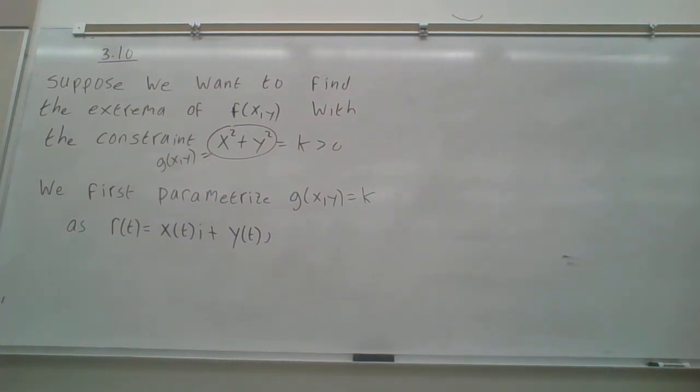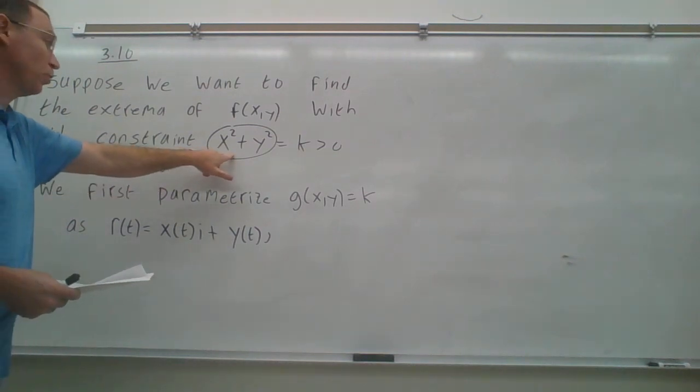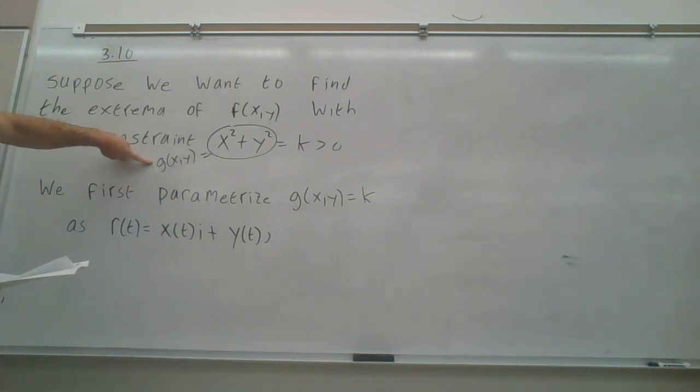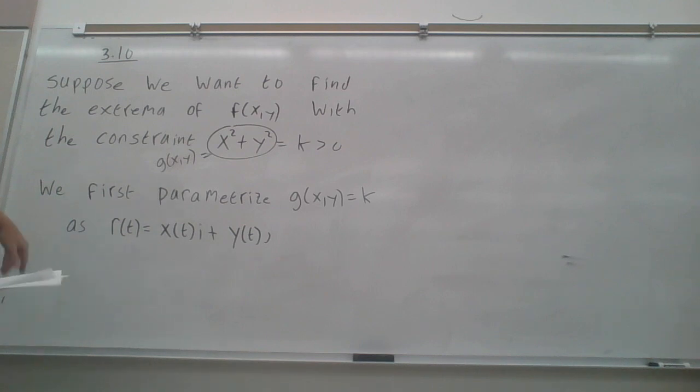Okay, so let's go on to 1310. Suppose you want to find the extrema of f(x,y) with the constraint. Let's suppose in this case it's x squared plus y squared equals k. In general, you put some function g(x) here. So you first parameterize your g(x) equals k. Say we parameterize it as r(t) equals x(t)i plus y(t)j.